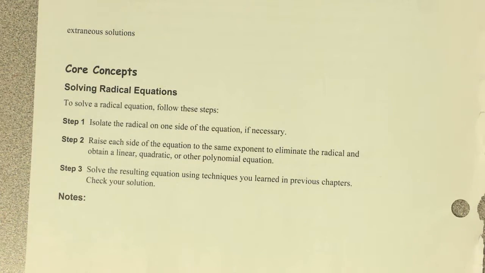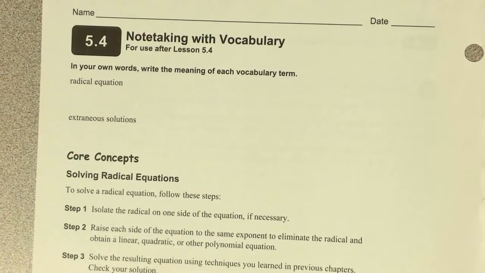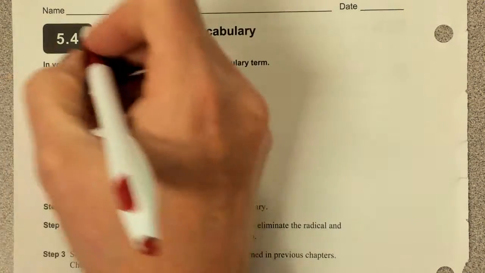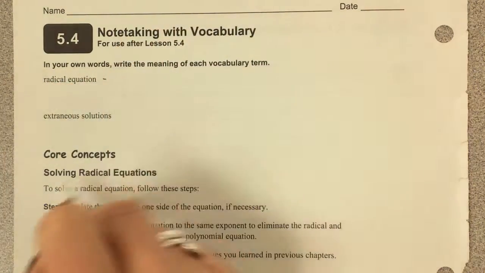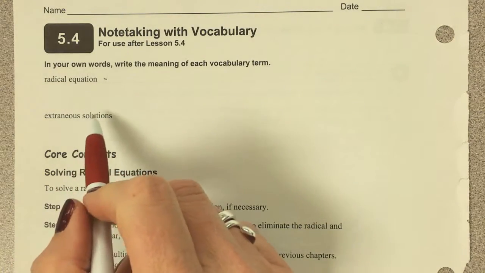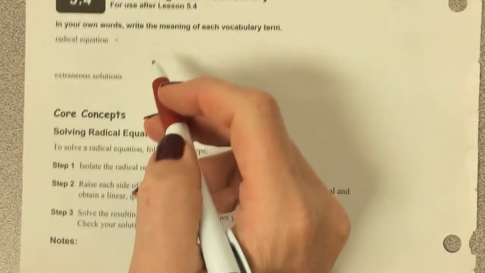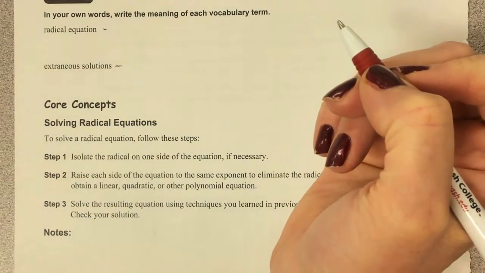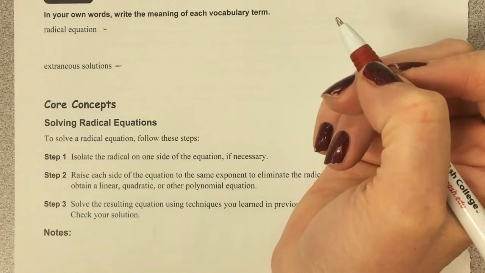So we're looking at section 5.4, and this is about solving radical equations. So first of all, what is a radical equation? Well, it's just an equation with a radical. I don't think we really need to write anything down about that. Extraneous solutions, though, this is pretty important. Sometimes when we solve a problem, we get solutions that actually do not work.